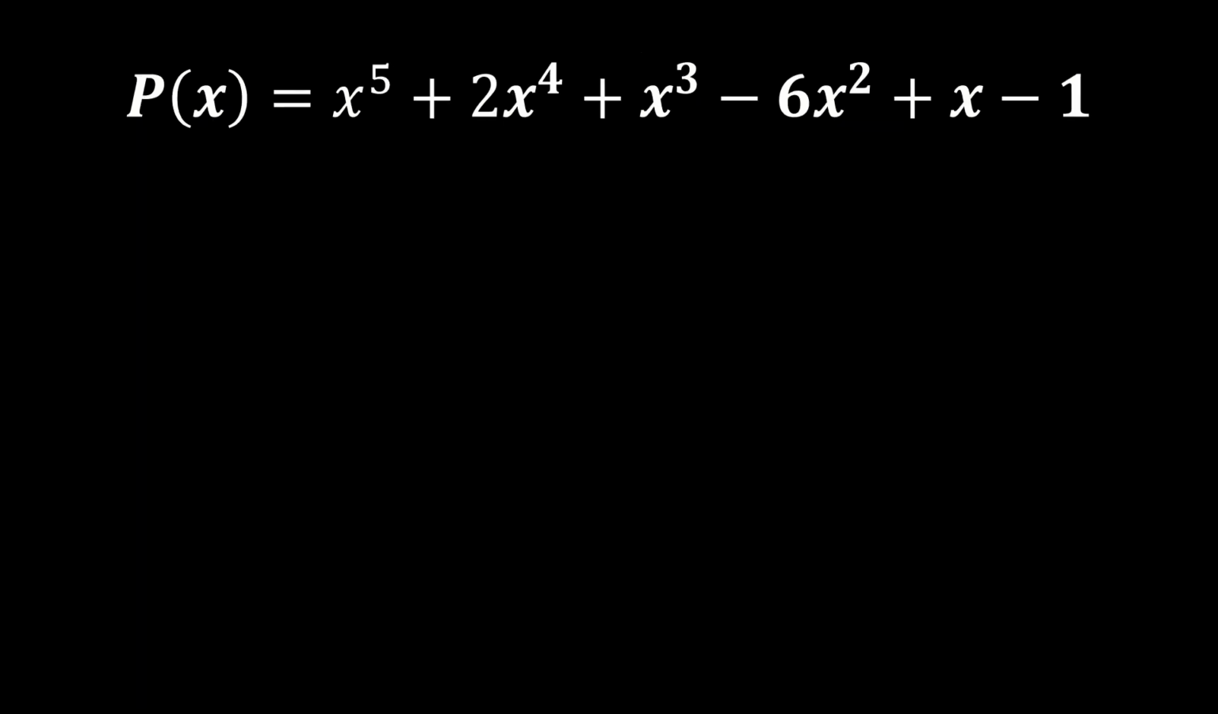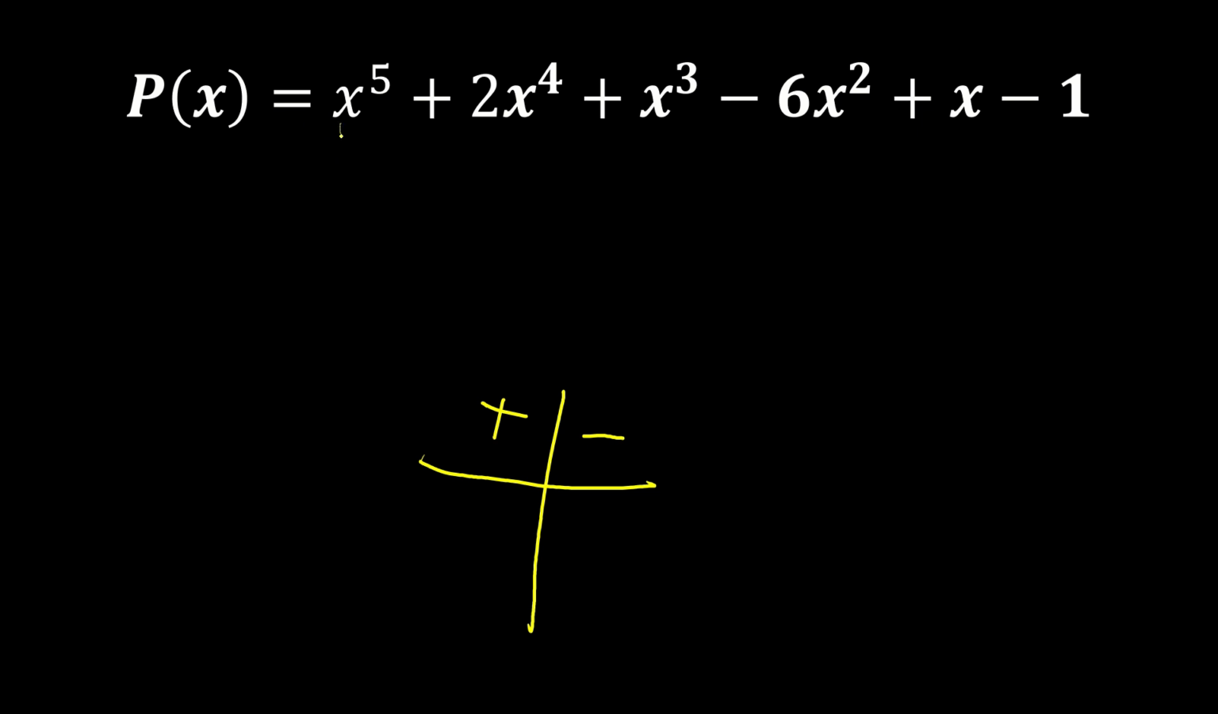Let's have another example. We have p of x is equal to x raised to 5 plus 2x to the 4th power plus x cubed minus 6x squared plus x minus 1. So, let us determine how many are, gawin natin yung table ha. Let's determine how many are the positive and the negative roots of this function. Again, alamin natin yung sign ng bawat term.